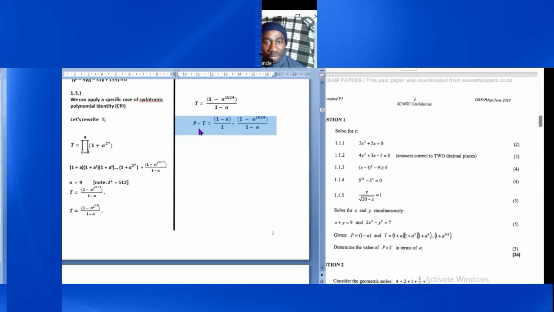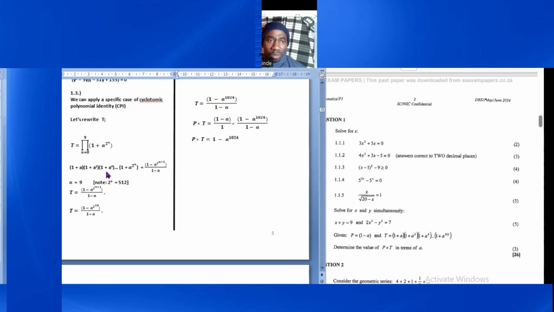Now, we can then do P times T. So P, as we are given in the question, is 1 minus a. So that is the same as 1 minus a over 1, then multiplied by T, which we have already obtained here. So 1 minus a cancels 1 minus a. So eventually we have the value of P times T. So P times T will be equal to 1 minus a to the power of 1024. So that is the solution to question 1.3.